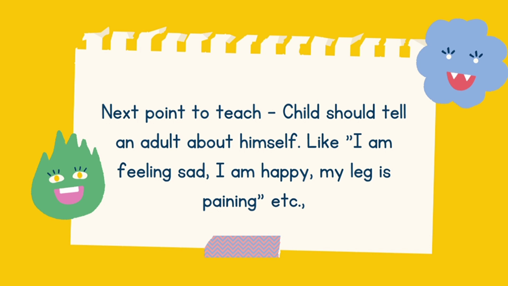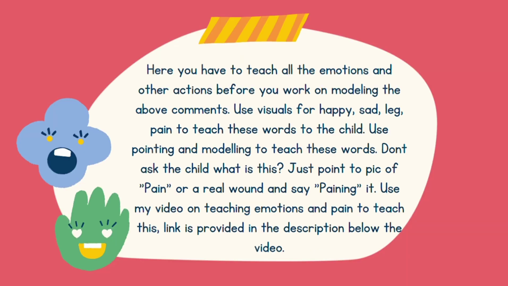Next point to teach. Child should tell an adult about himself, like I am feeling sad, I am happy, my leg is paining, etc. Here you have to teach all the emotions and other actions before you work on modeling the above commands. Use visuals for happy, sad, leg, and pain to teach these words to the child. Use pointing and modeling to teach these words. Don't ask the child what is this. Just point to a picture of pain or a real wound and say paining. Use my video on teaching emotions and pain to teach this. The link is provided in the description below.